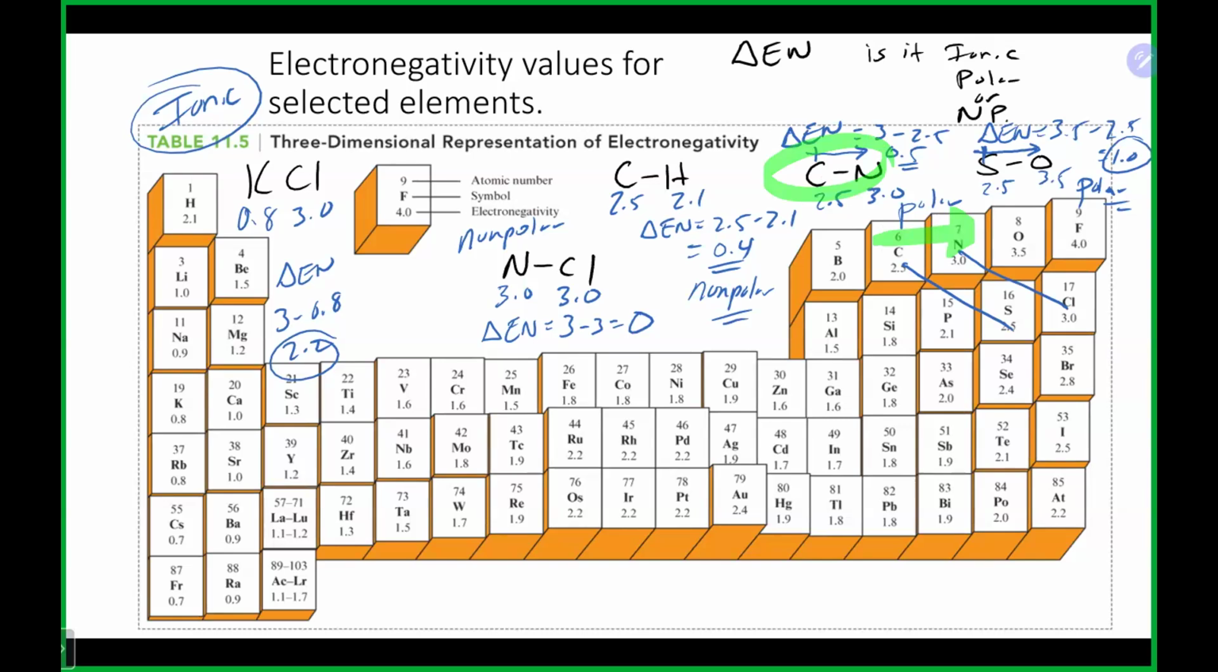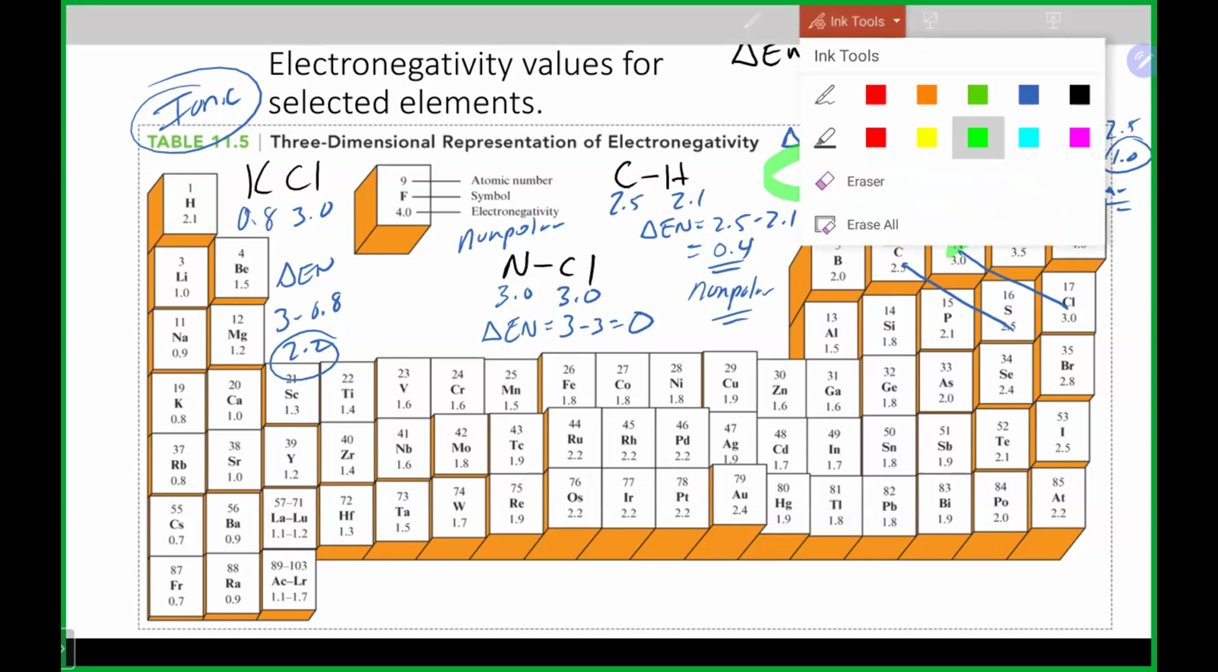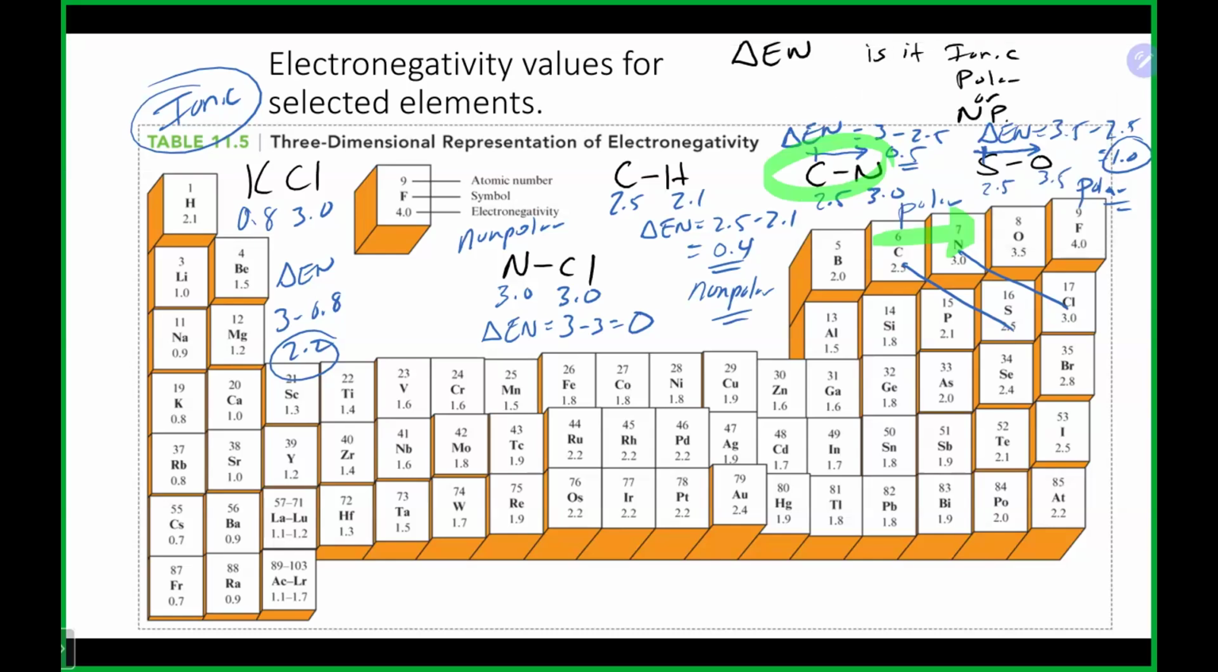So without even the numbers, if you have a bond between two nonmetals in the same row that are sharing electrons, most likely that's going to be a polar bond. Same thing if you're comparing atoms in a group, up and down on the periodic table, like we did with sulfur and oxygen. Sulfur and oxygen are in the same group, and oxygen is further up on the periodic table. That tells me that oxygen is more electronegative than sulfur, and that should also give you a polar bond.